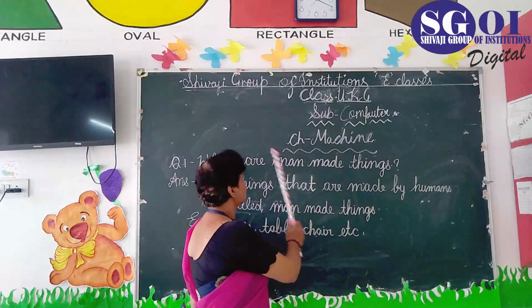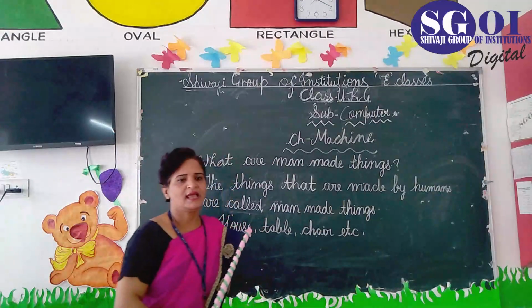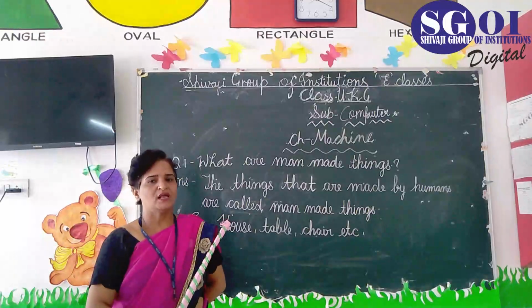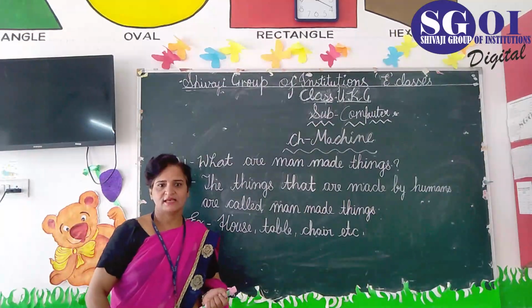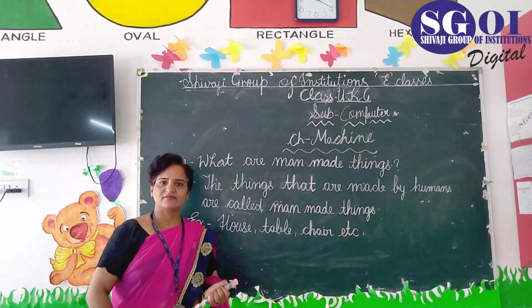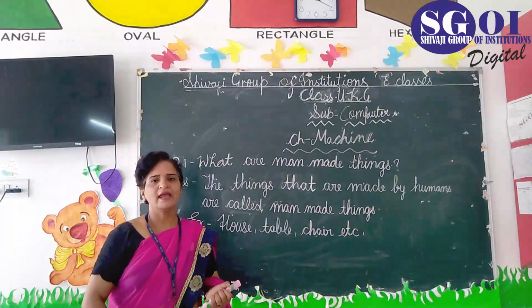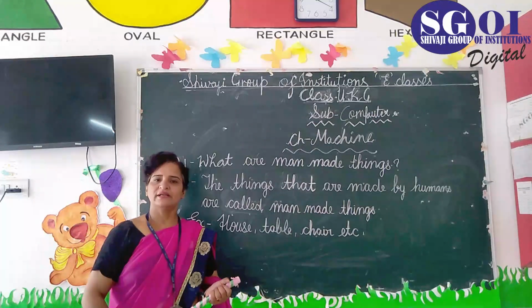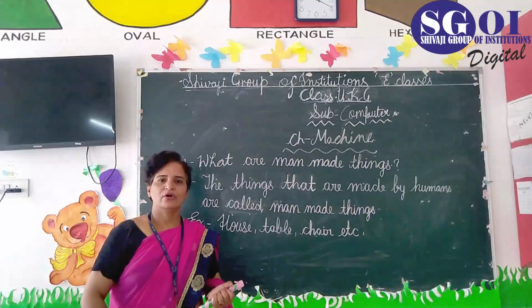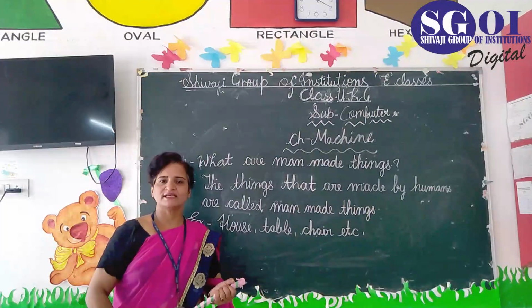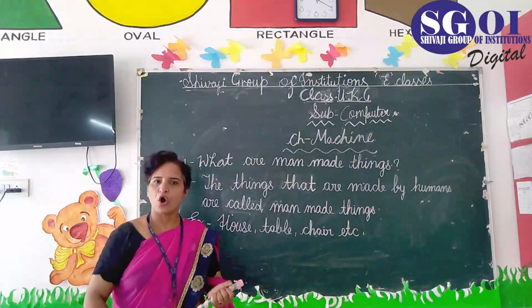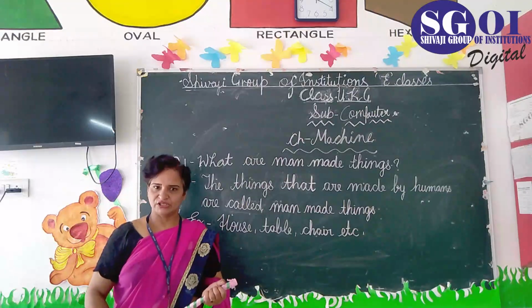What are man-made things? Okay, last week we learned about what natural things are. So natural things are those things which are made by God or Mother Nature. I know you have learned this before. The natural things are those things that are made by God or Mother Nature.